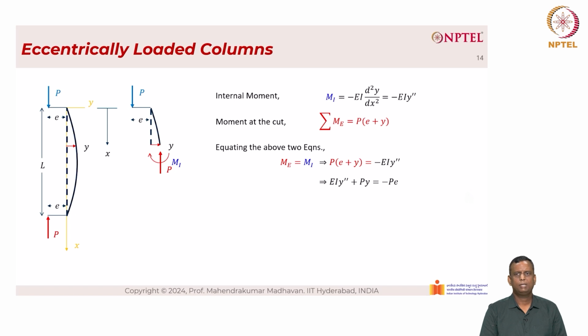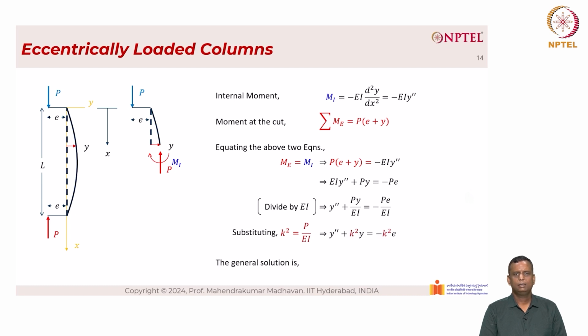So EI y double dash plus Py equal to minus Pe. We divide the entire equation by EI. We have y double dash plus Py/EI equal to minus Pe/EI. Substituting k² equal to P/EI, we have y double dash plus k²y equal to minus k²e. The solution is y equal to A sin kx plus B cos kx minus e.